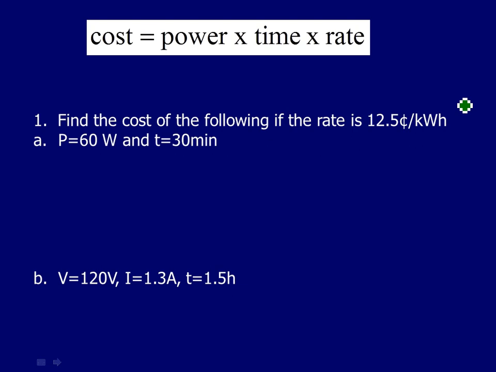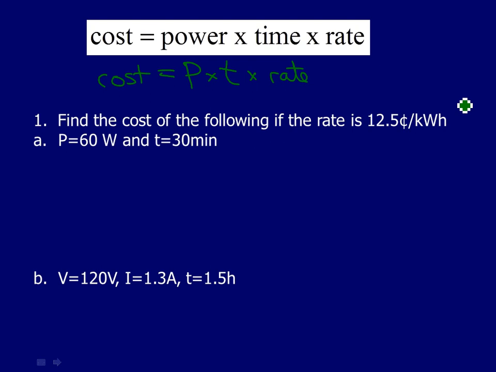So to get the cost of something, we're going to take the power times the time, which we just learned about on the last slide. The power in kilowatts times the time in hours. And now we're going to multiply that by what we call the rate, the amount at which the company is selling the electricity to us. In the problem that I've got written out here, I've just chosen 12.5 cents per kilowatt hour.